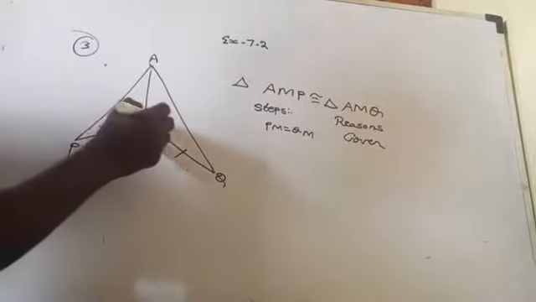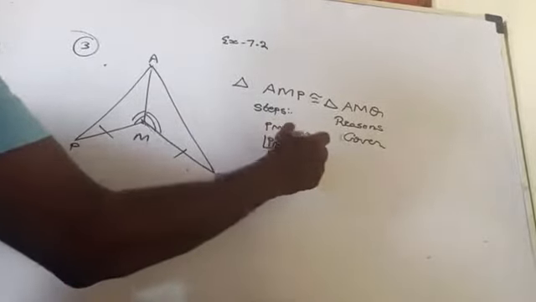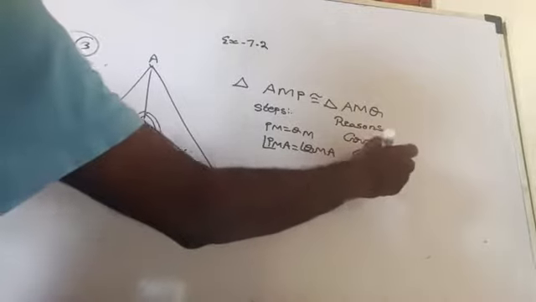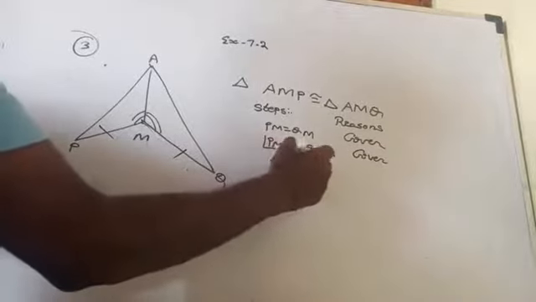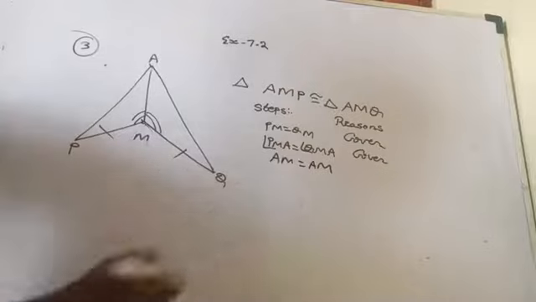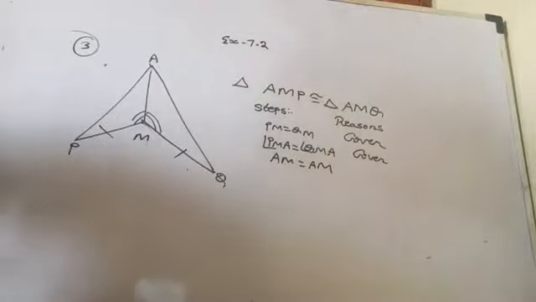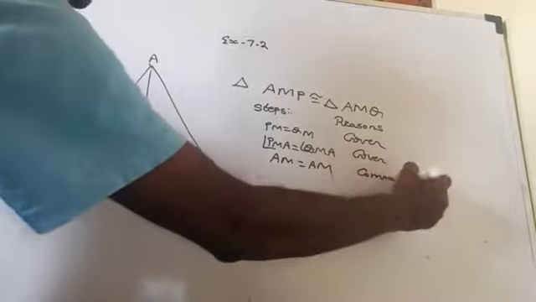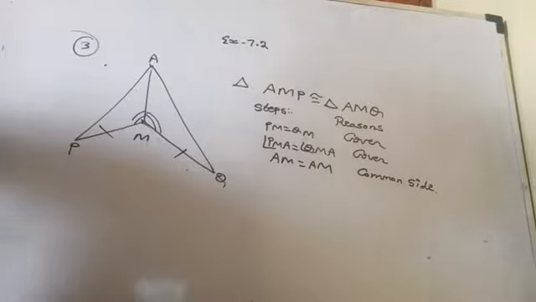Angle PMA equal to angle QMA. It is also given for you. And then after that, AM equal to AM. It is not given, but it is common. AM is common for both triangle APM and triangle AQM. Therefore, AM equal to AM is the common side. Are you getting there? Yes.